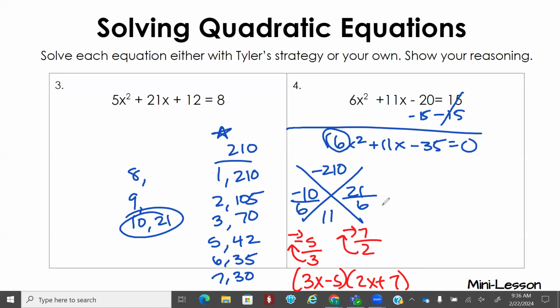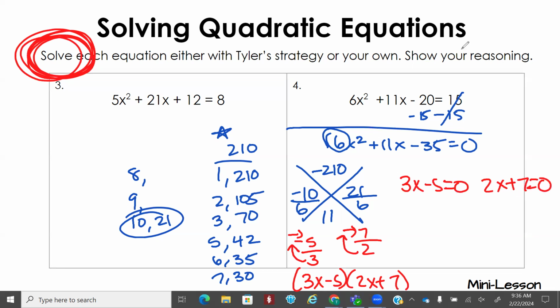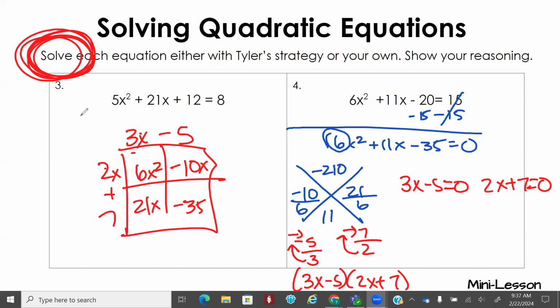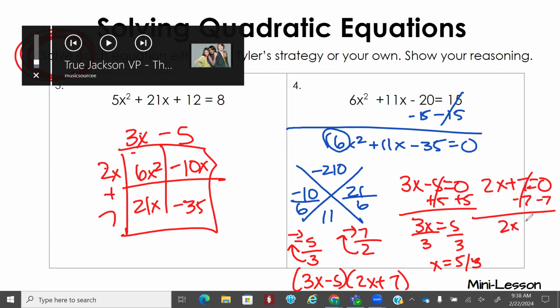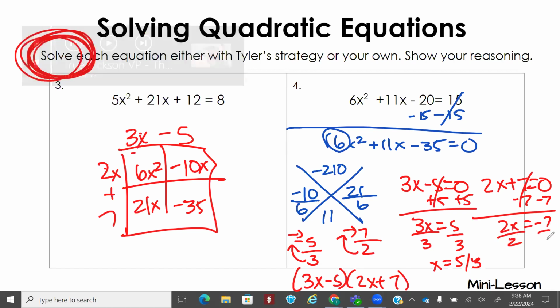Are we done? No, because it said solve. So we're going to take each one of these and set it equal to 0 and solve. Can you do that real quick? Yes, you're going to get fractions. Okay. So you should have gotten, when you solve, 5/3 and negative 7/2. So those are your two solutions. Yes, it's okay to get fractions.